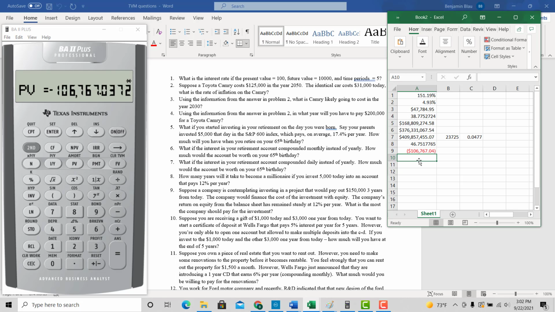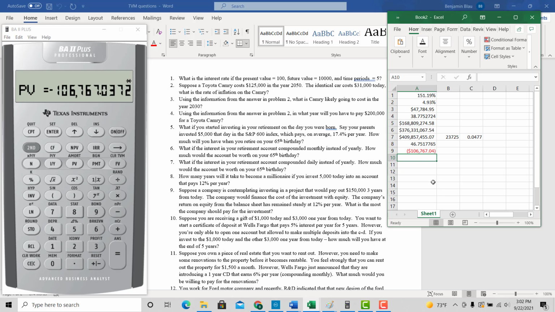It's like a savings account at Wells Fargo that pays 5% interest per year for 5 years. However, you're only able to open up one account but allowed to make multiple deposits into this CD. If you invest $1,000 today and the other $3,000 1 year from today, how much will you have at the end of 5 years?